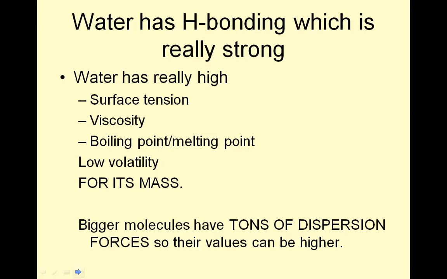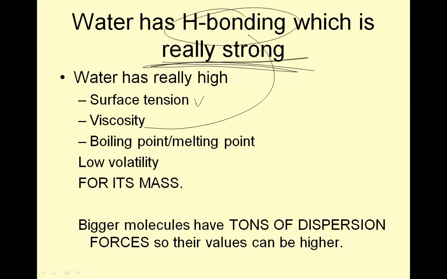Water has H bonding, which is really strong. Because it has H bonding, water has a high surface tension. Why does water have a high surface tension? It has H bonding. Water has a really high viscosity. Why? Because of H bonding. Water has a really high boiling point and melting point. Why? Because of H bonding. Water has a very low volatility. Why? Because of H bonding. And this is for its mass.